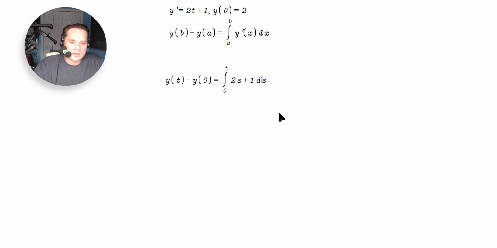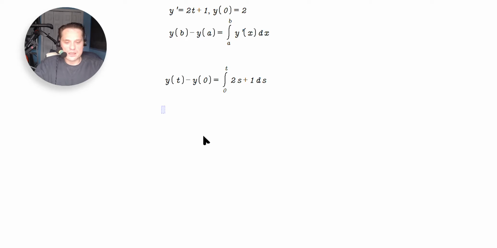Why do we do this? It's not strictly necessary. You could just as well have 2t plus 1. But then the issue is that the variable in the integrand and the variable in the differential are the same as the variable in the upper limit of integration. Some people have found it to be confusing. So we just switch this to 2s this way. And what this says is very similar to what you see with this integral up here.